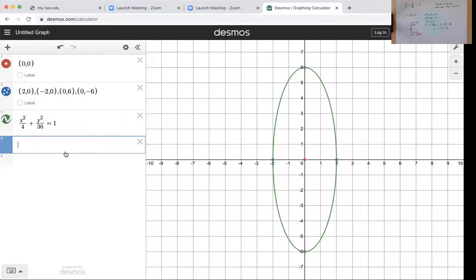So we have our ellipse, we have our two focuses, 0, 4 times the square root of 2 is one of them. And 0, negative 4 times the square root of 2.